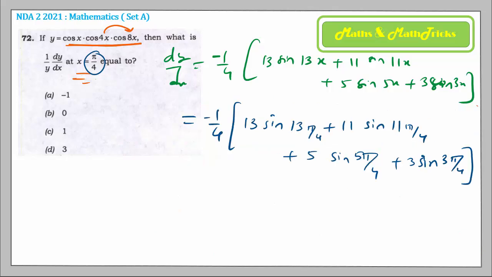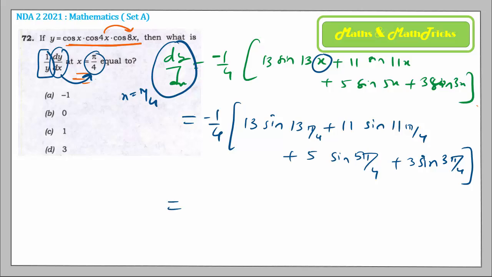We are getting this. So when we substitute x equal to pi by 4, dy by dx value at x equals pi by 4 is what we are trying to obtain, then we will multiply by 1 by y later, and then we give the final answer. First though I am finding dy by dx at x equals pi by 4.